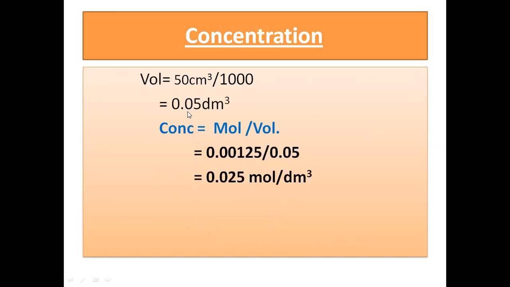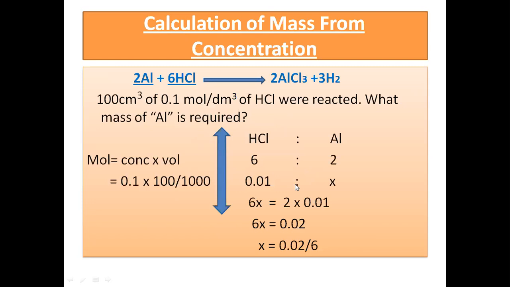Now we have to find the concentration of the sulfuric acid. We have the formula: concentration is equal to mole over volume. The mole we have found now, and the volume is given, it is 50 centimeter cube, and we have to change this into decimeter cube. So we will divide 50 by 1000. After conversion, we get 0.05 decimeter cube, which is the volume of sulfuric acid. Now put this volume and the mole in the formula, and after calculation we have the concentration, that is 0.025 mole per decimeter cube of sulfuric acid.